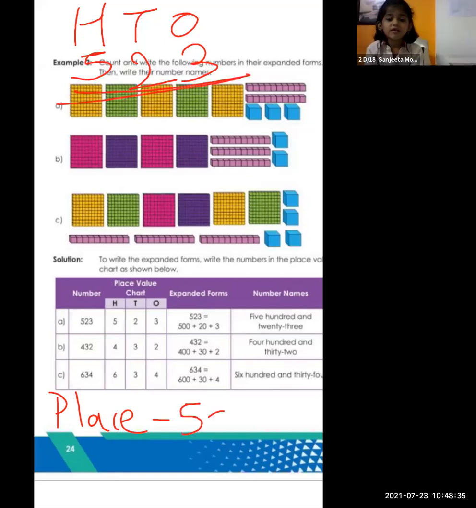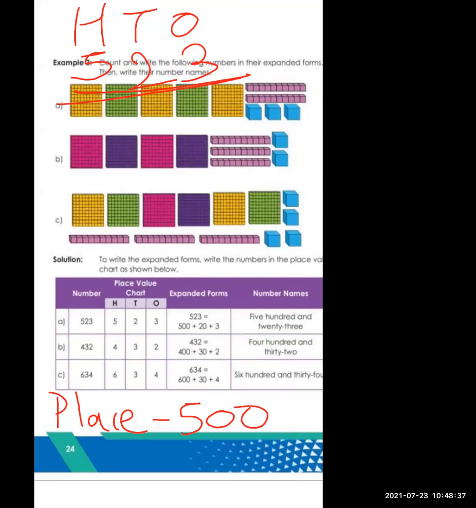500. So what do we write? 500. What is the place value of the 2? 2 tens, it's a 20. Yes. And what is the place value of the 3? It's a 3 only. Okay. It is the place value of this number. And how can we write the face value of this number?